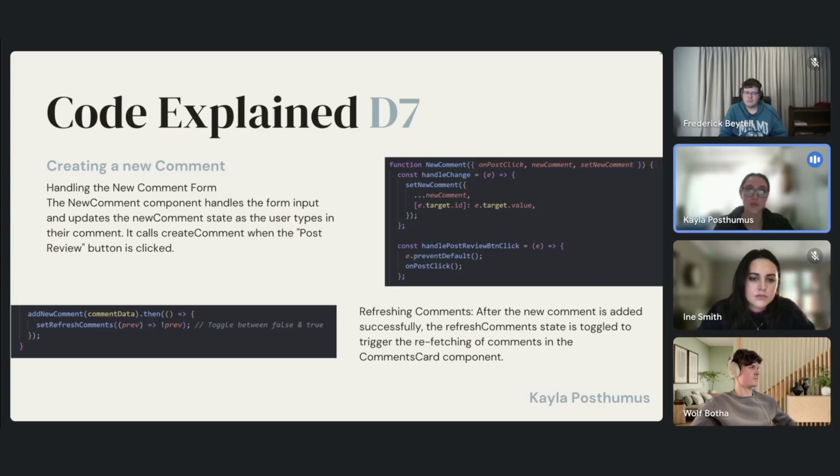The create comment function, new comment state, and the set new comment setter function are passed as props. The new comment component handles the form input and updates the new comment state as the user types in their comment. It calls the create comment function when the post review button is clicked, and after you've clicked the post review button, the refresh comments function is also called, where the state is toggled to trigger the refetching of the comments in the comments card component.